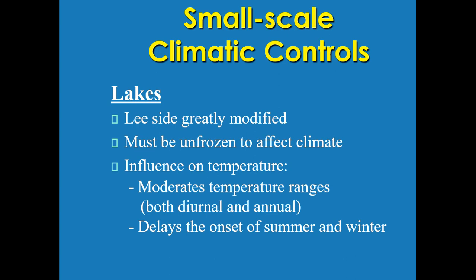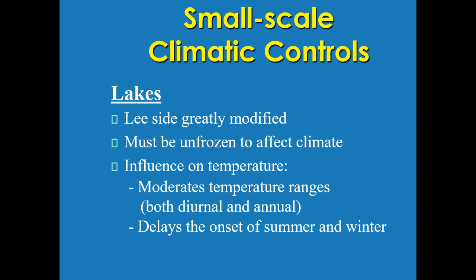The lakes must be unfrozen to affect the climate. So, for example, in the wintertime, in a lot of cases when the Great Lakes freeze over and they become a sheet of ice, it's basically like a sheet of land at that point. They just don't have much effect on climate if they're frozen. But if they're unfrozen, they will have an effect on climate.